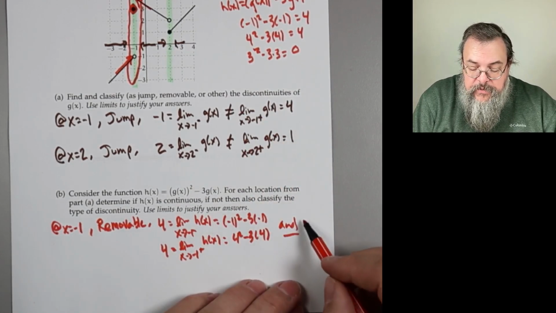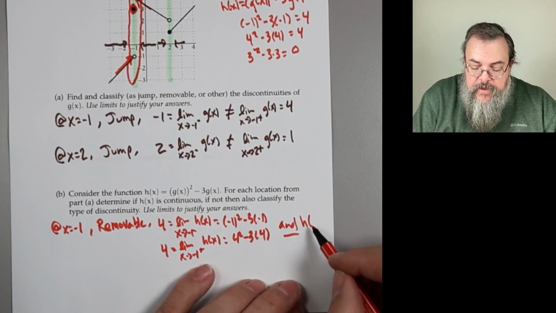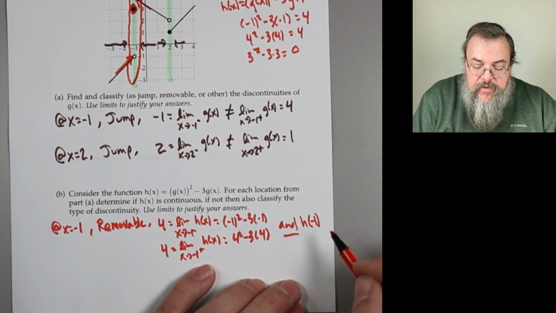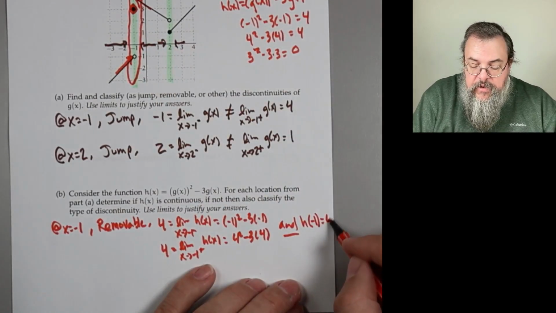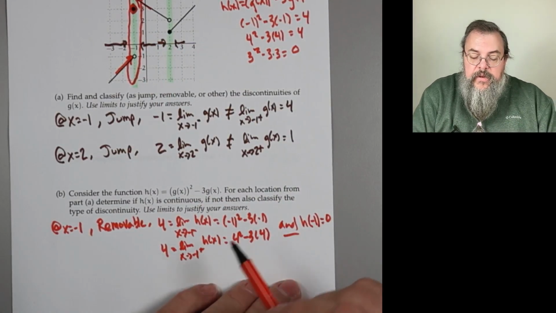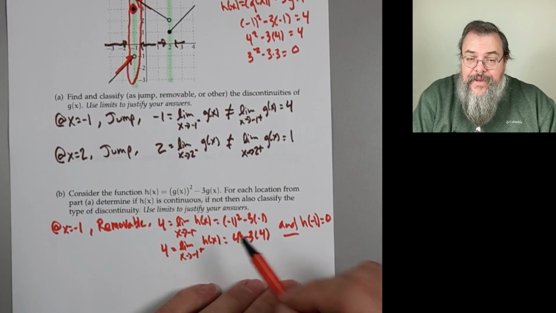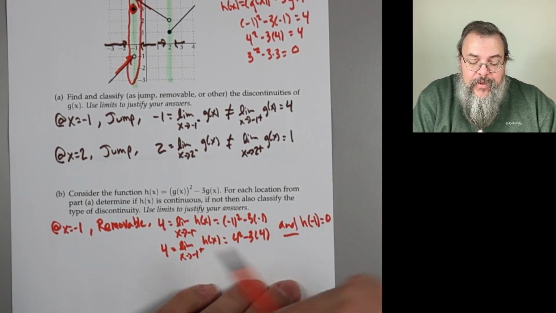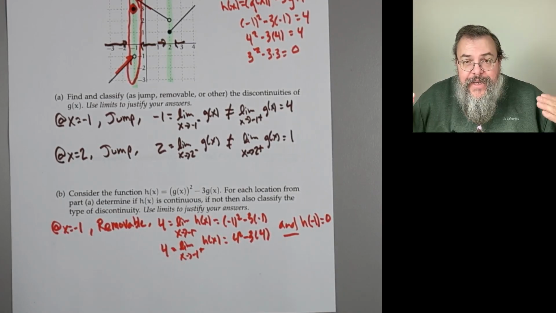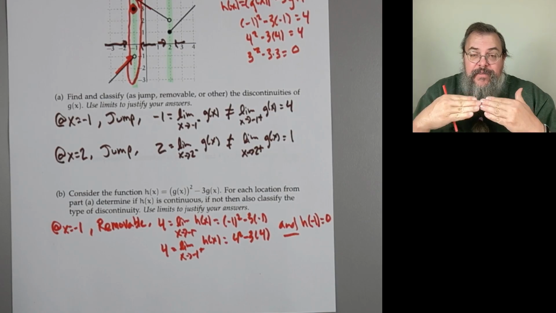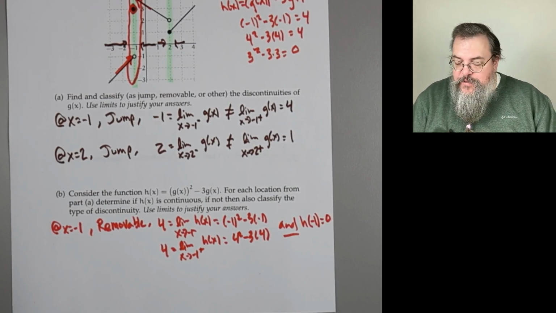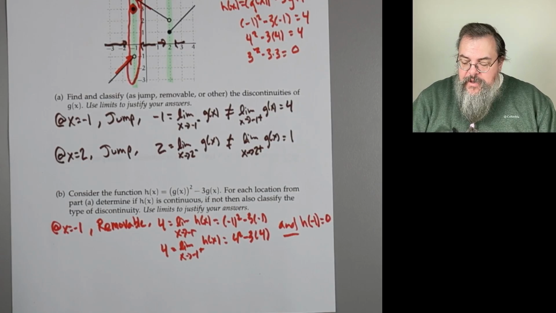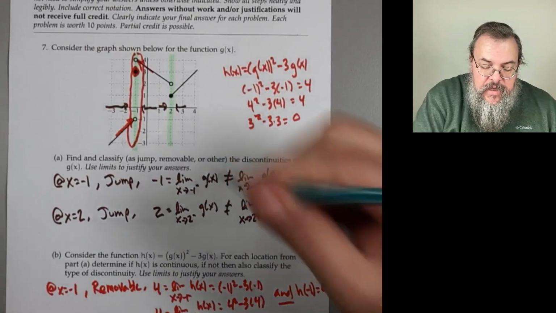But h of negative 1, I got ahead of myself, h of negative 1 is equal to 0. So the limit exists, but doesn't match the value. So that's removable. How do you know if something's removable? The limit exists, but the value of the function doesn't match. Now, there's one other point we have to talk about, which is what's happening here.